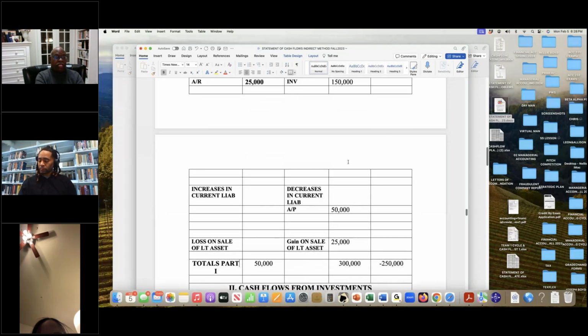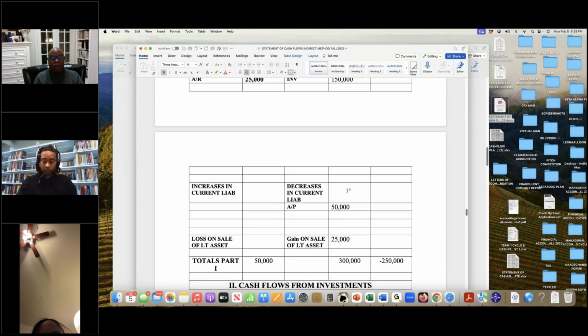Liabilities are going to work just the opposite. An increase in the current liabilities, such as if you got a student loan, is a source of cash. A decrease in the current liability, such as you pay that loan off, is a use of cash. And then I told you just to take my word for it that we don't want the long-term gain up here in operations.